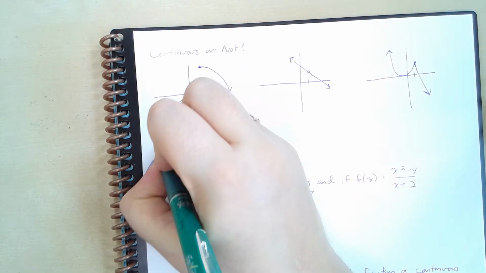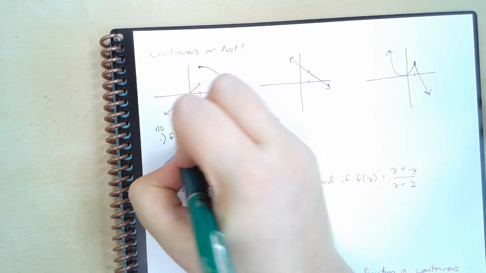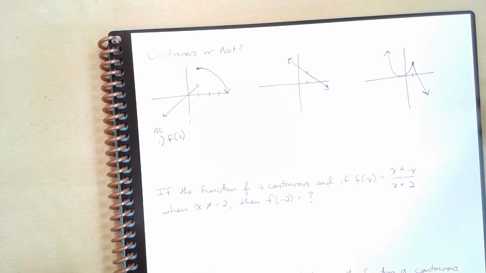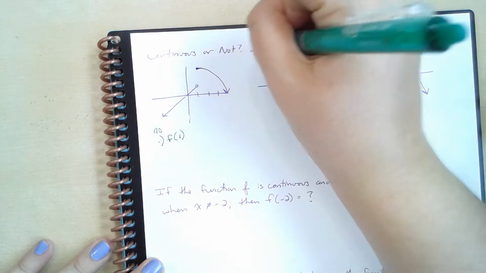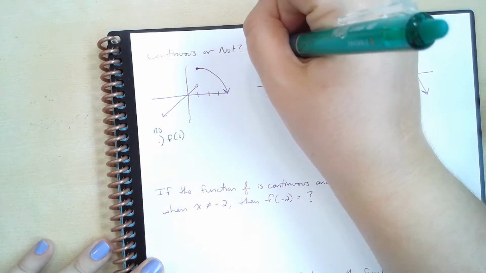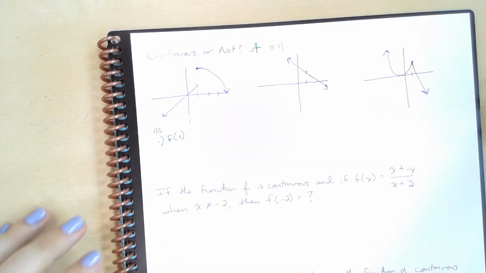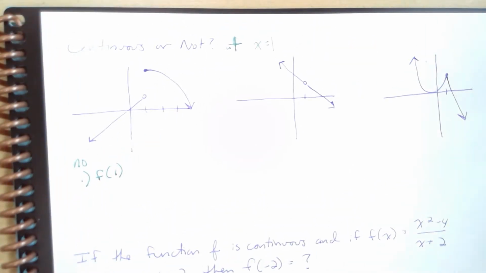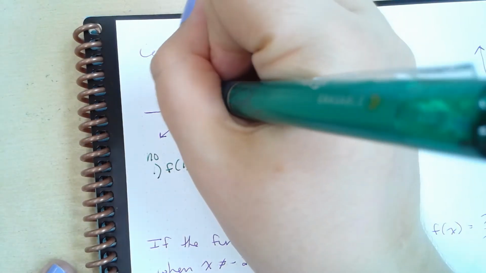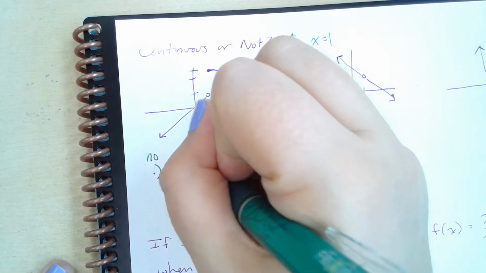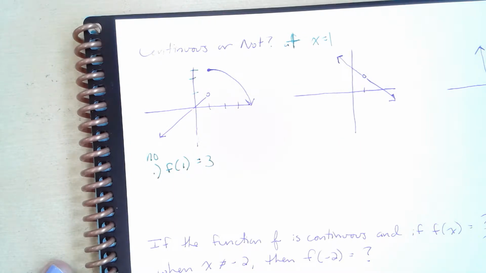Continuous or not at x equals 1, that's what we want to talk about. First, f of 1, where x is equal to 1, is 3. Clearly I didn't have my graphs very well labeled before I recorded this, but we can all suffer.